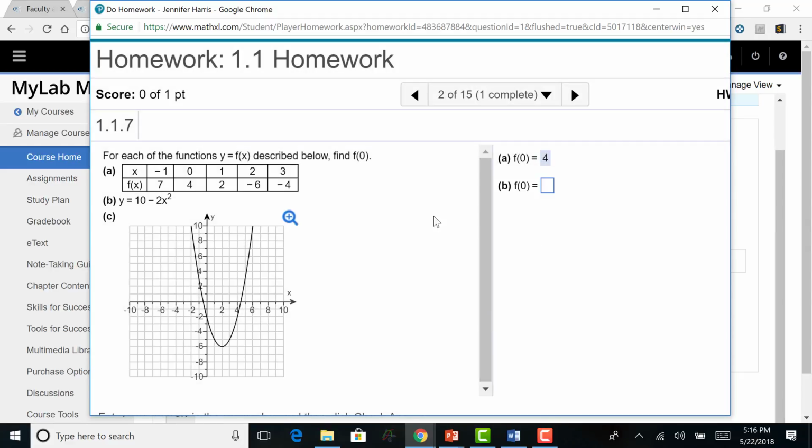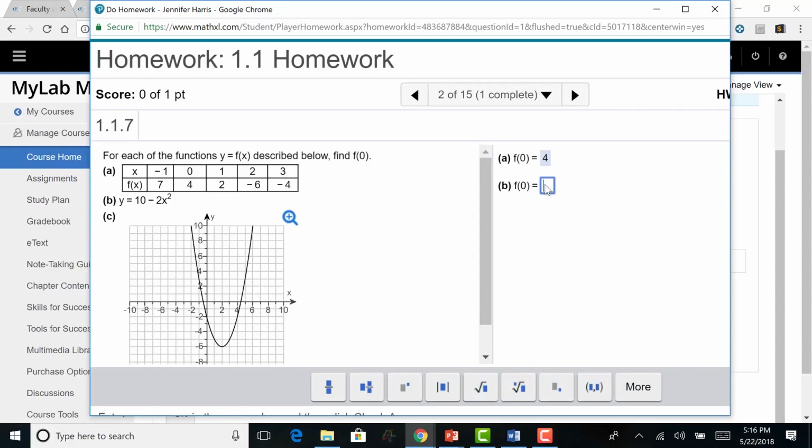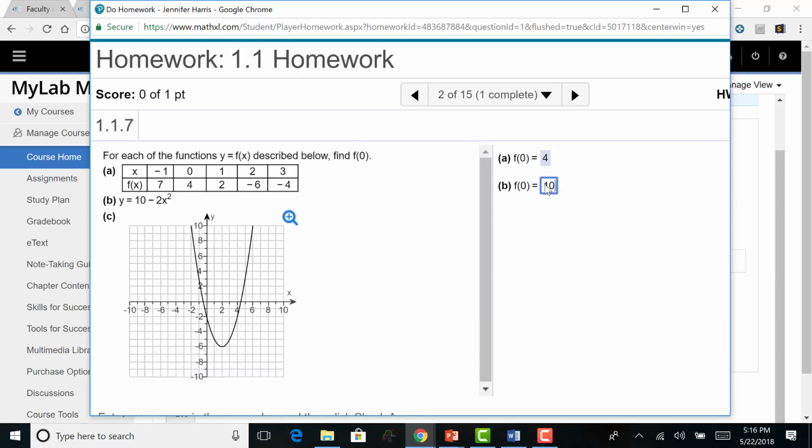Now it's asking you to do the same thing. This time, what do they want you to do with the 0? Plug it where? In the x in the equation. So everywhere there's an x, you're going to put a 0. So you've got to do 10 minus 2 times 0 squared. All right, what's the answer? Okay, y'all were quick with that one. All right, so I'm going to put my 10 in here.